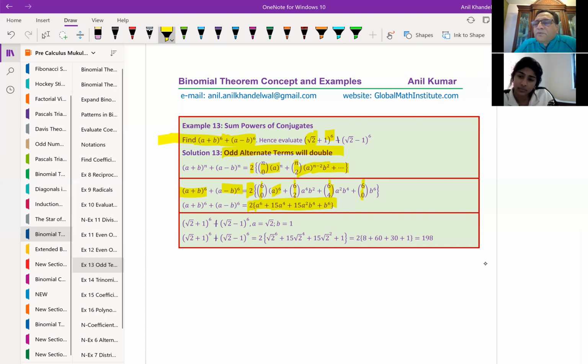Now, you need to substitute a as square root of 2, b as 1, and see what you get. When you do the substitution, this is what you get, which is written there. Since these are even powers, those square root terms give you whole numbers. And when you add them up, you get a number, which is 198 in this particular case.